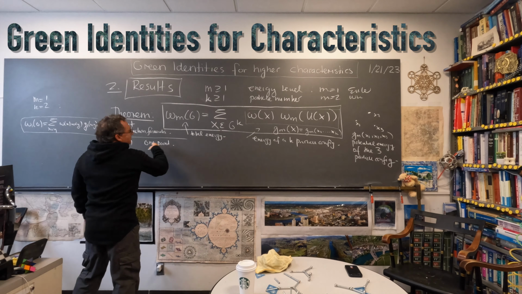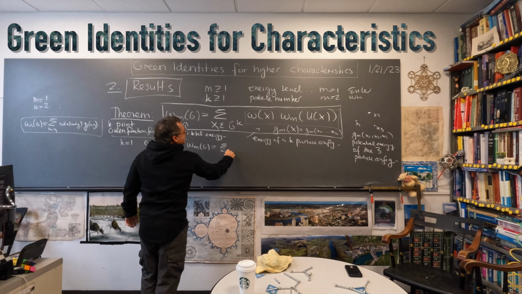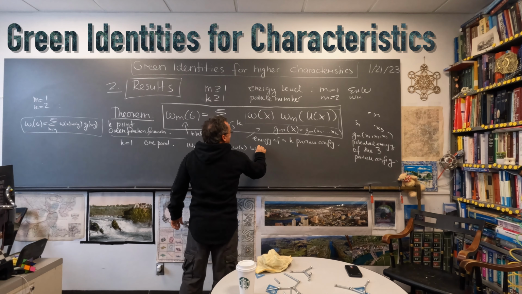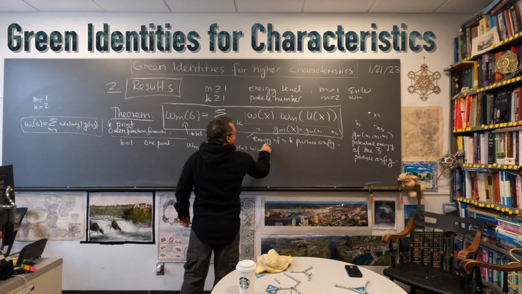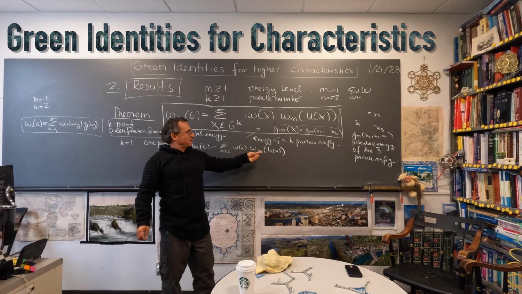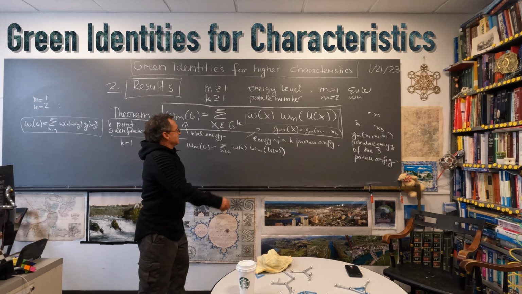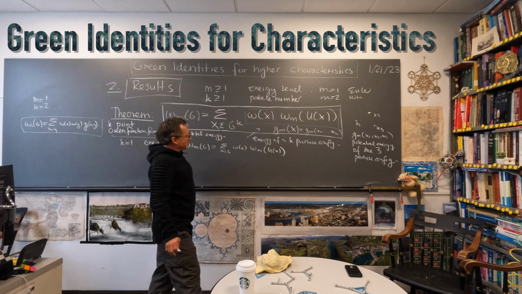Now, let's just say what happens when you take one point. It's actually pretty cool, because then we have the sum over x in G of omega(x) and then omega_m(U(x)). So the energy of a star, like here this is the star of an edge, the energy of a star, this is the star of a point, times omega(x), that's the Green function, that's g(x). It's just one. This is g(x), this is the formula.